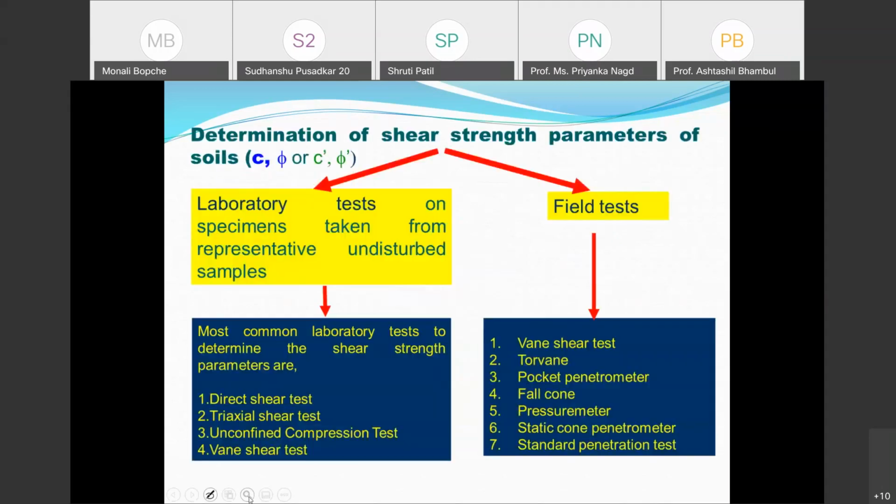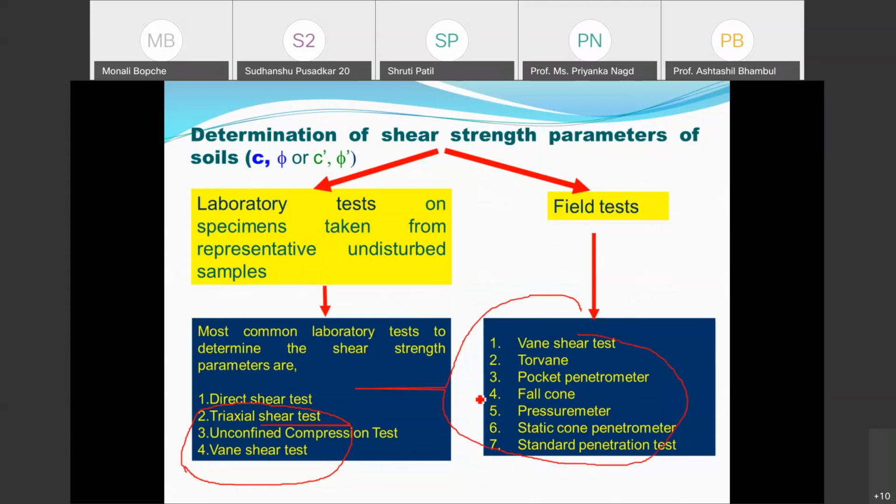Now, there are different tests which will be conducted in the field as well as in the laboratory to find out the C value and the phi values. The most common tests which can be conducted in the laboratory are the direct shear test, triaxial test, unconfined compression test, and vane shear test. As I said earlier, the sample you take for testing is very small, and hence if I want to find out in the field, I can conduct the vane shear test, torvane, pocket penetrometer, fall cone, pressuremeter, static cone penetrometer, and standard penetration test to get the shear parameters.